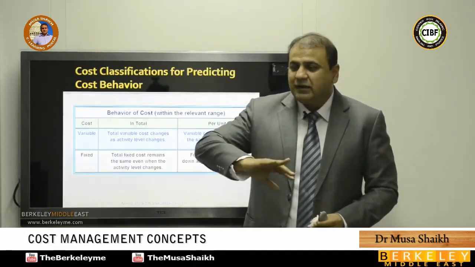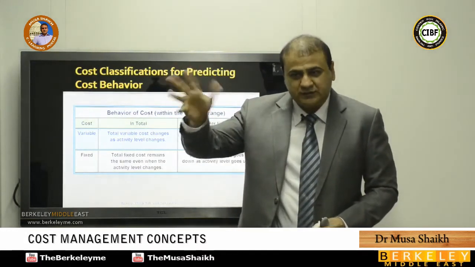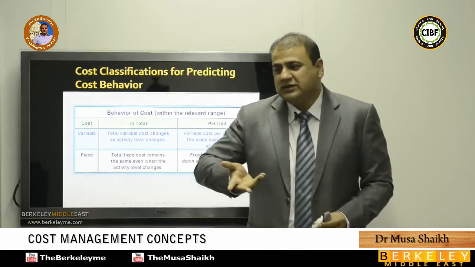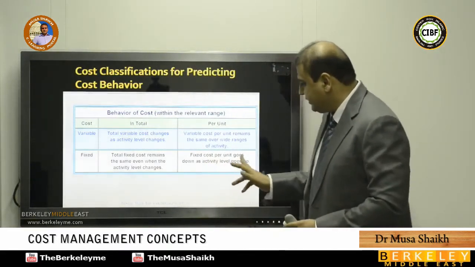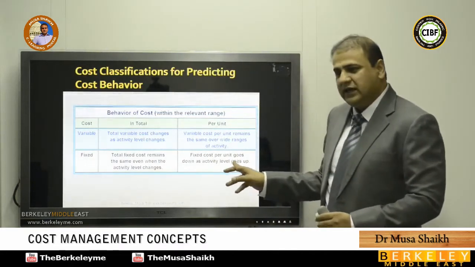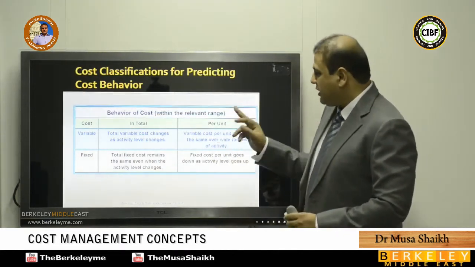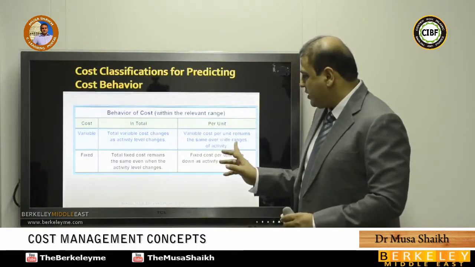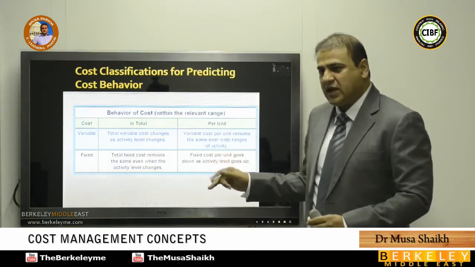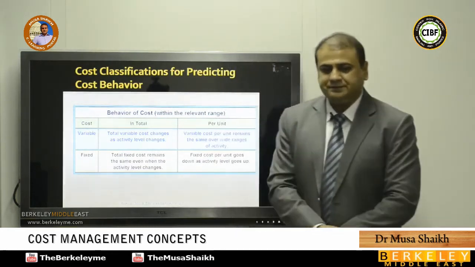So it starts behaving like a variable cost, right? Because variable cost is that which varies with the output. So he says fixed cost per unit goes down as the activity level goes up. Okay, what about variable cost per unit? It remains the same over a wide range of activity. How? I will give you an example.